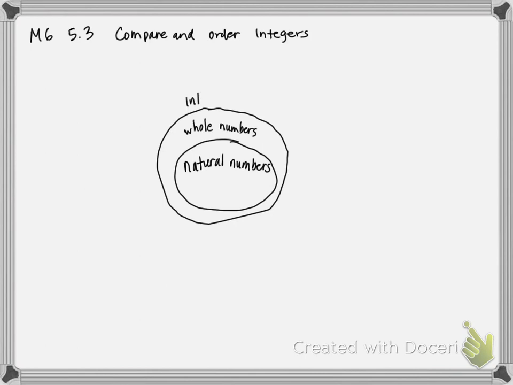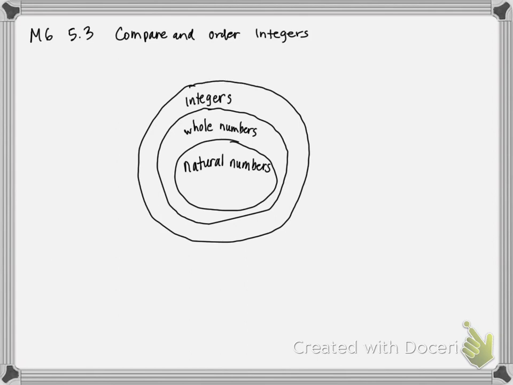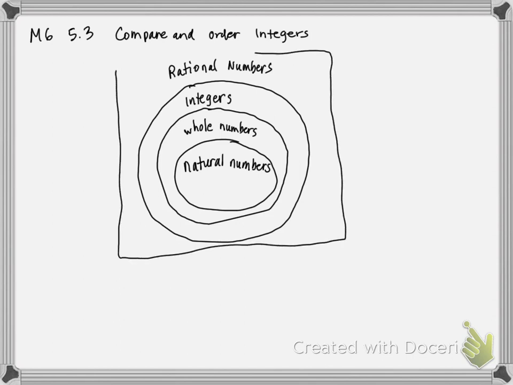So now here's where integers come into play. And if you remember, the definition is whole numbers and their opposites, so it makes sense that whole numbers are included in the integer circle as well as natural numbers. And then we get to the word that did show up on our test, rational numbers. And rational numbers is what all these numbers are part of.